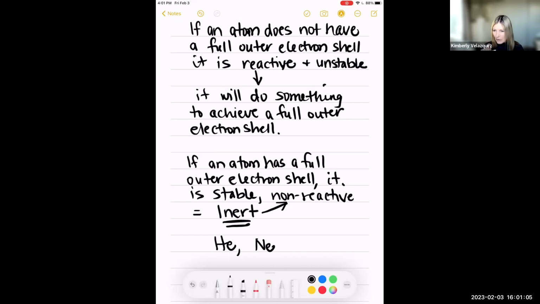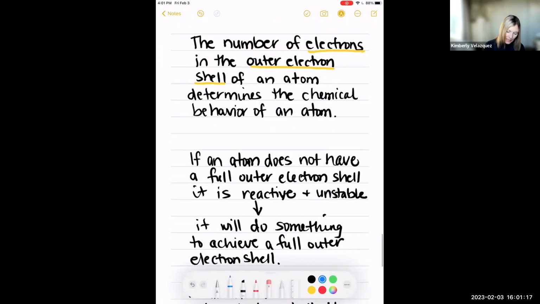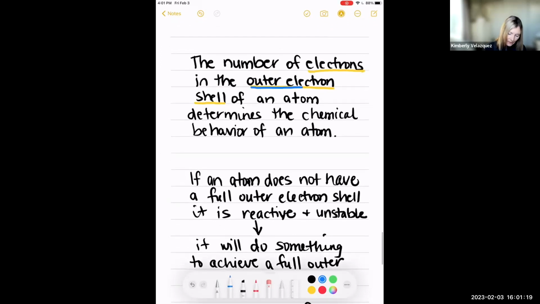A couple of other terms here, and then I'm going to go back to the periodic table and we're going to talk about those column numbers and how important those are in this story. Couple of quick definitions here. This one right here, outer electron shell. There's another term for outer electron shell, and that is valence shell. Those terms are used interchangeably.